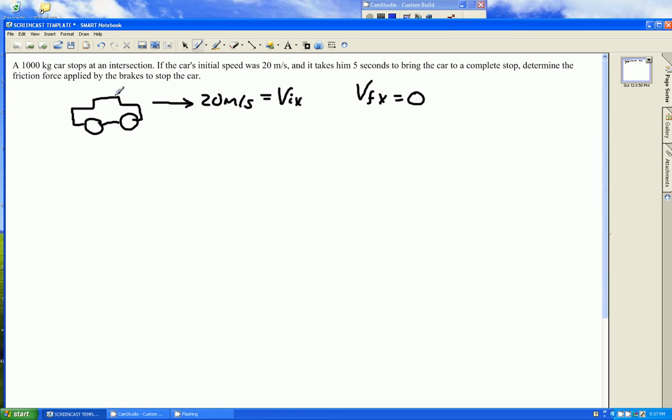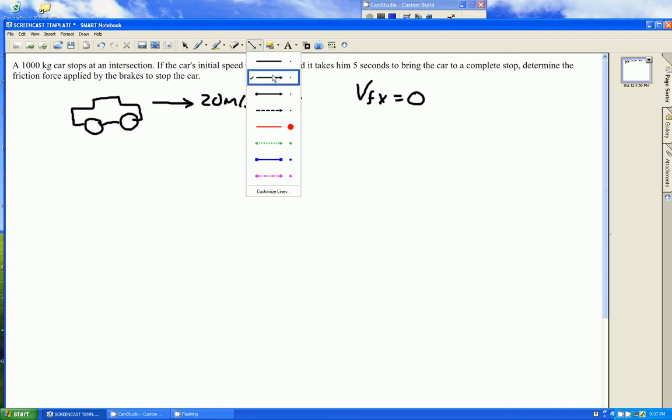But since we know this problem is going to involve Newton's second law, because we're asked to determine the friction force applied by the brakes to stop the car, what we actually should be doing is converting this particular picture or sketch to a free body diagram, like we did in the previous problem. Let's take a look here.